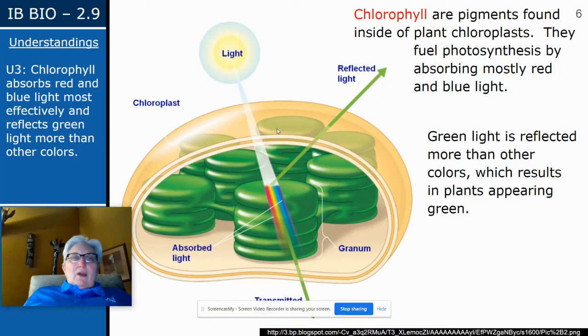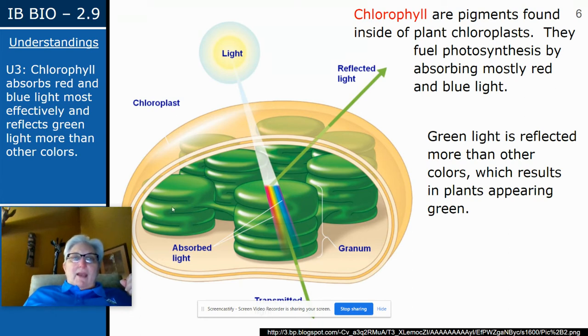Now, in order for photosynthesis to occur, remember I said we're talking about autotrophs, the self-eaters, and we're specifically talking about green plants. And the reason they're green is because of this organelle here, the chloroplast, right?